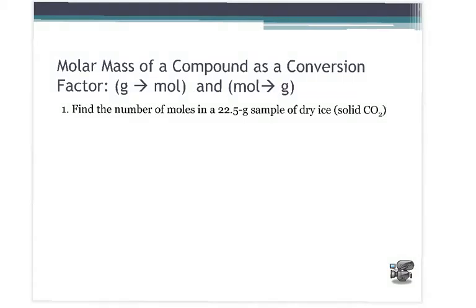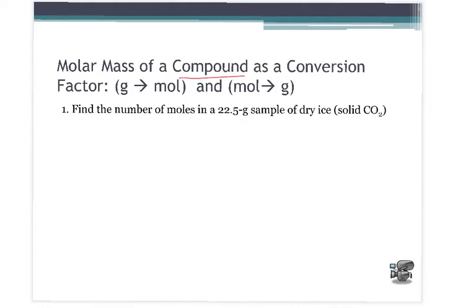So we've seen how we can use the molar mass of an element as a conversion factor to take us from grams to moles or moles to grams. But now we're looking at a compound. Chances are we've talked about how it's very hard to find elements in their pure form. We have a lot of compounds. Compounds are a lot more common than pure elements. So what do we do if we want to find the number of moles in a 22.5 gram sample of dry ice? And dry ice is just solid carbon dioxide, right?